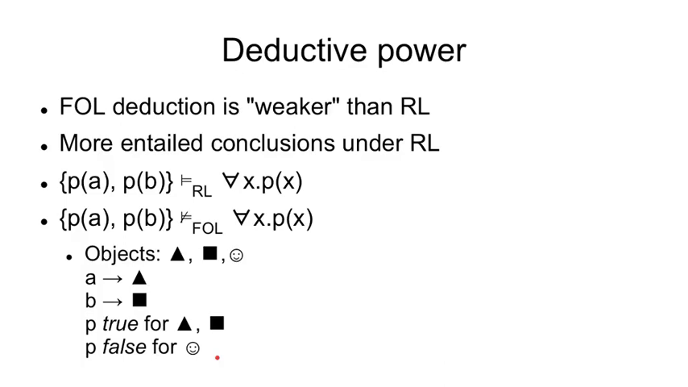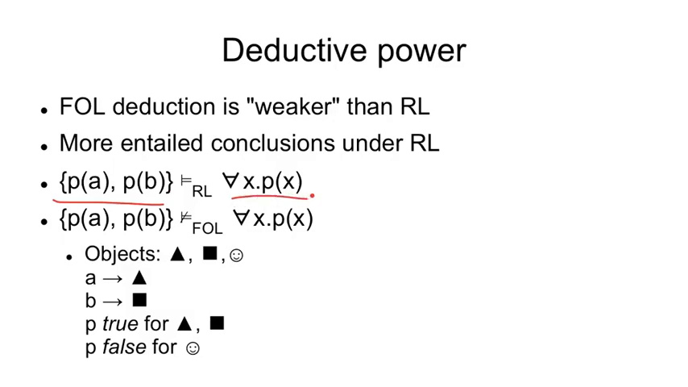First order logic is also weaker in deductive power than relational logic. That is, from the same set of sentences, more conclusions are entailed under relational logic. Let's see an example. From the set of sentences P of A, P of B, we saw earlier that there is exactly one world in relational logic that satisfies the set of sentences. In that world, P is true of everything. So in relational logic, it is entailed that for all x, P of x.